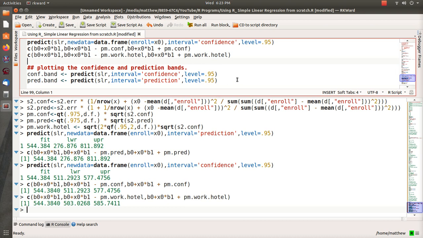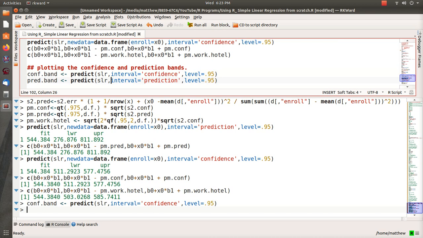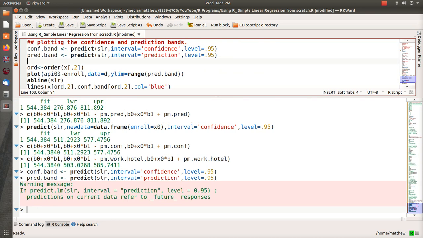Now I want to plot these confidence bands. In the videos we drew these pretty little bands, and if you use predict without new data, then it uses the fitted model or the x's in our original data, and it creates that band for all of them. And so we're going to store that in confidence band and prediction band. Now the warning tells you that when you're predicting, it's actually for future responses, not on the current data. So it's a little subtlety there.